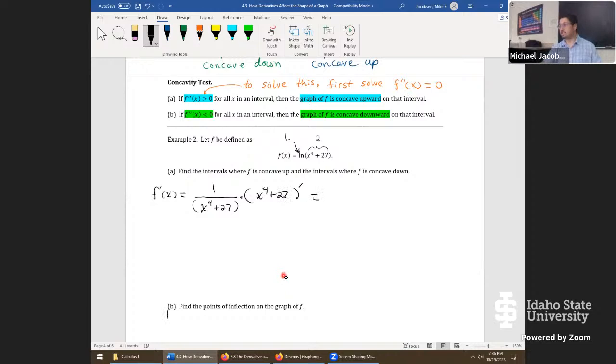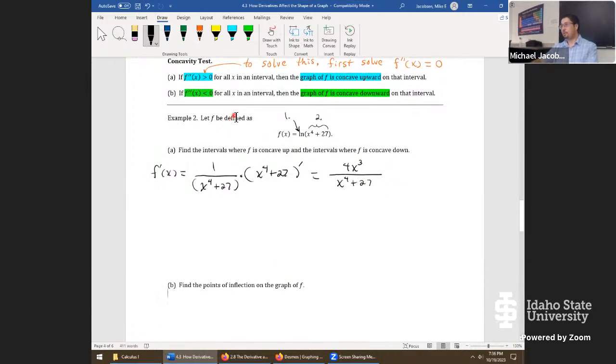And so this combines as this format in the answer. x power 4 plus 27 and a 4x cubed. So there it is, folks. That's our first derivative. But in the concavity test, we need this first derivative only so we can get to the second derivative. We're not solving this one set to 0. Instead, we move over to f double prime.